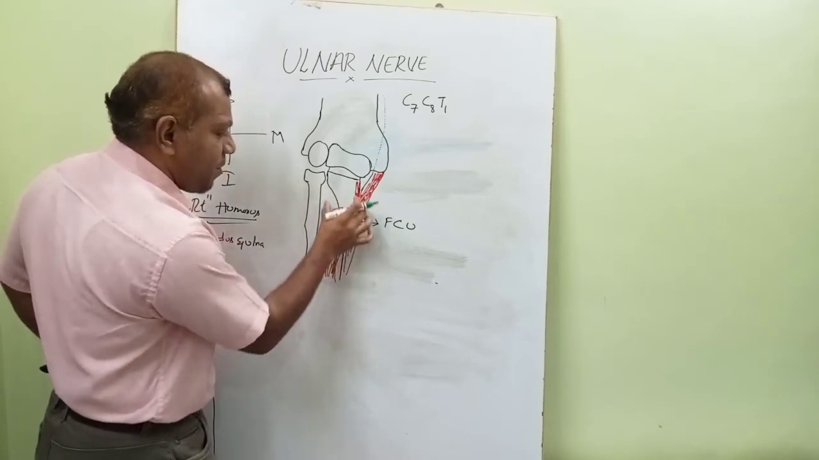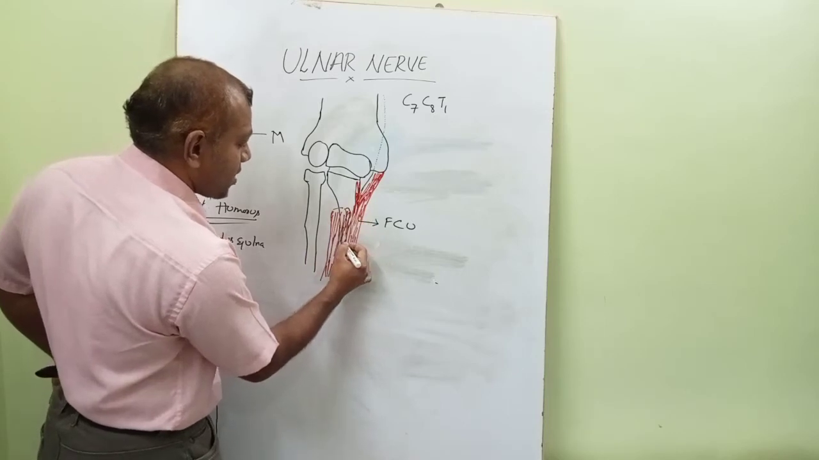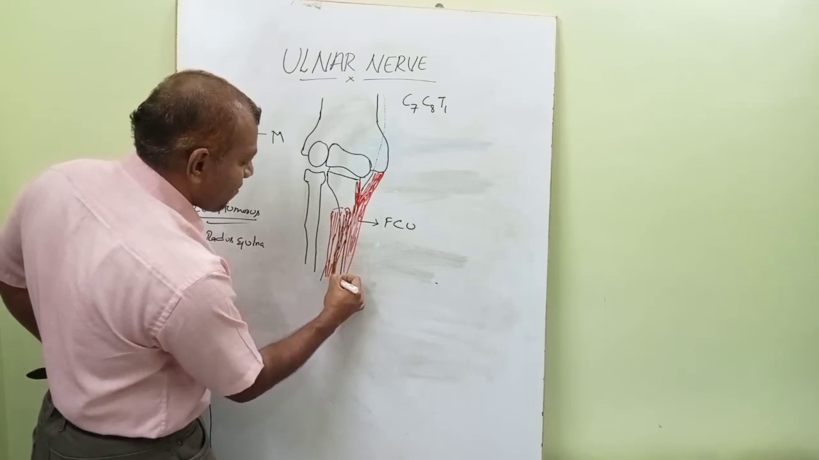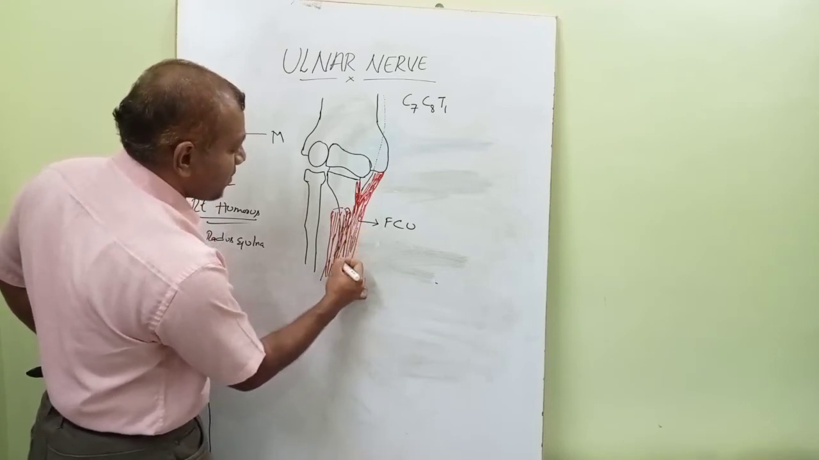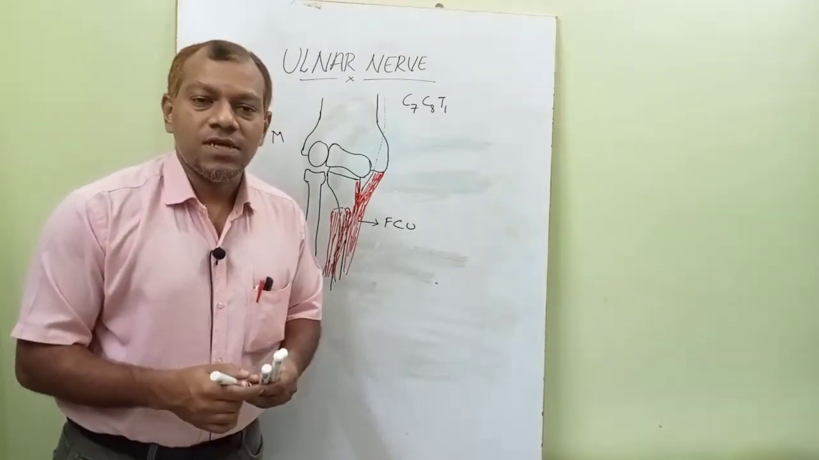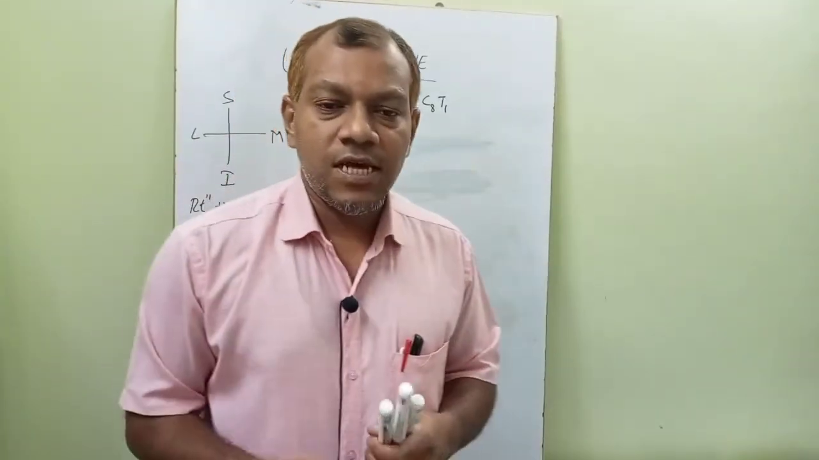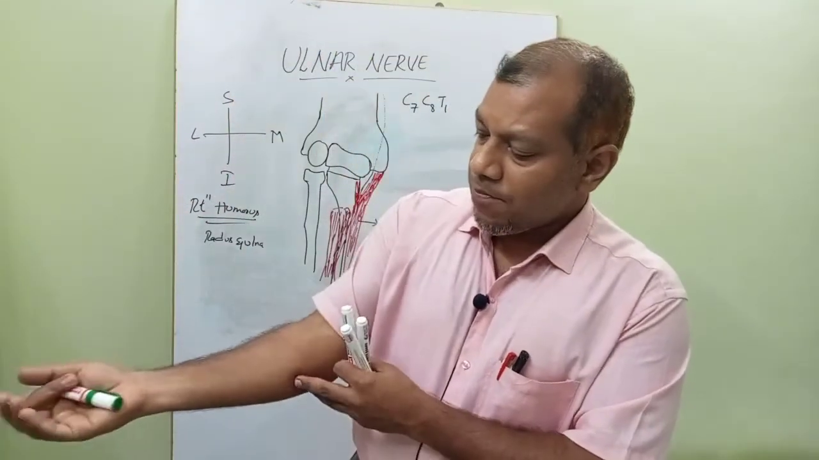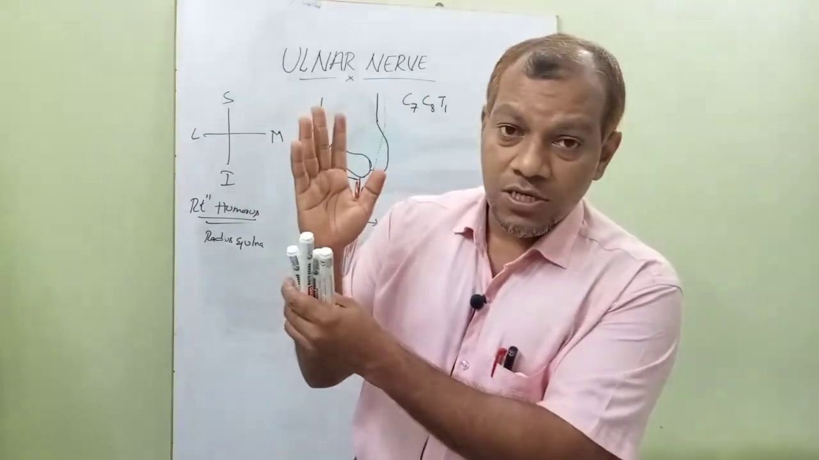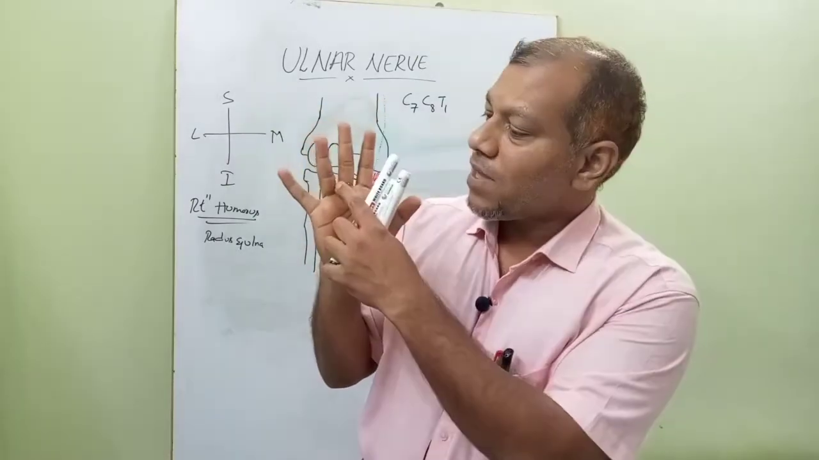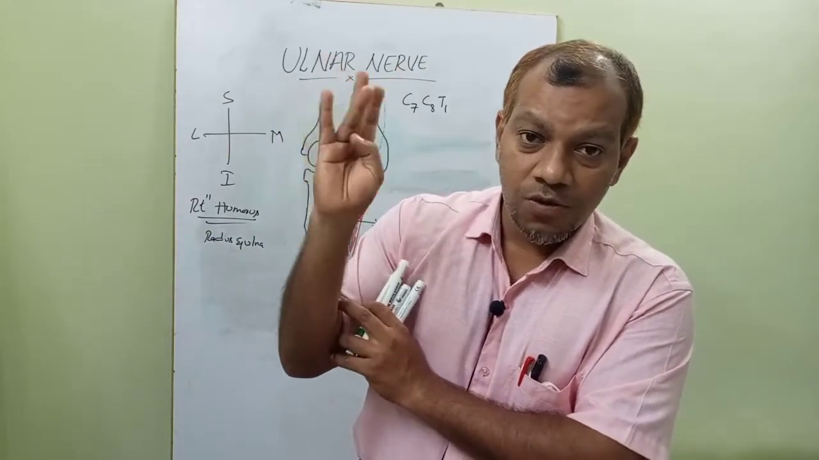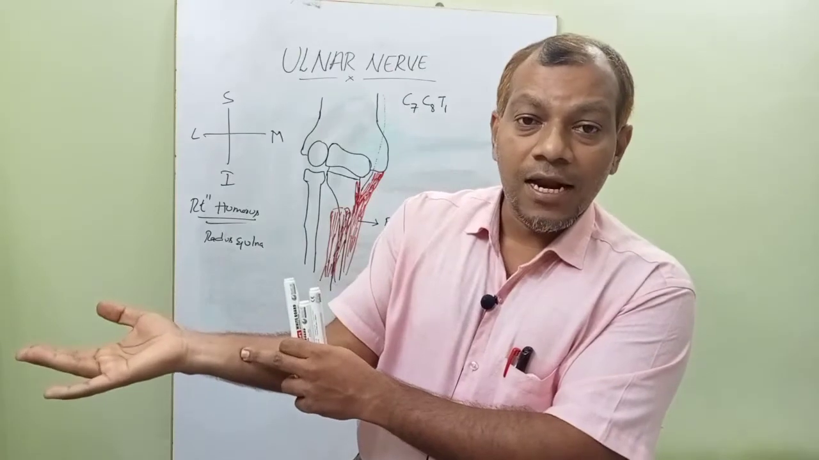So in the upper part of the forearm, it is running deep to the flexor carpi ulnaris, whereas in the lower half, it is running lateral to this flexor carpi ulnaris. So this is how the ulnar nerve is running, deep to the flexor carpi ulnaris and superficial to the flexor digitorum profundus. In this course, it is supplying the tendons of flexor digitorum profundus. The tendons supplied by it are the little finger tendon and the ring finger tendon. They are supplied by this ulnar nerve and its branches.